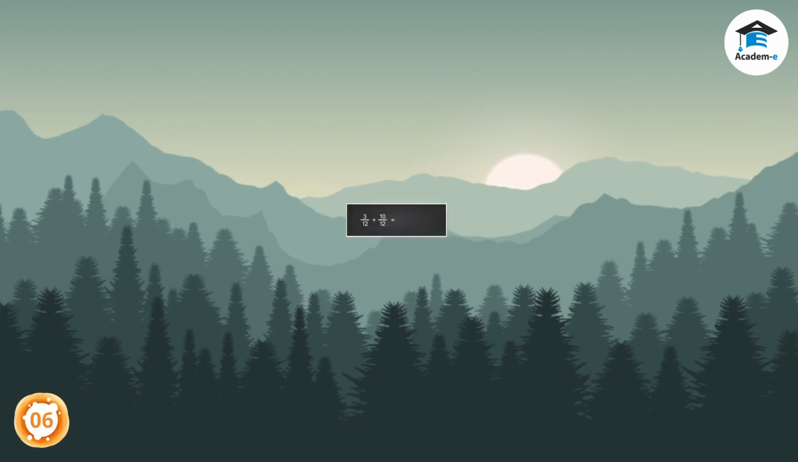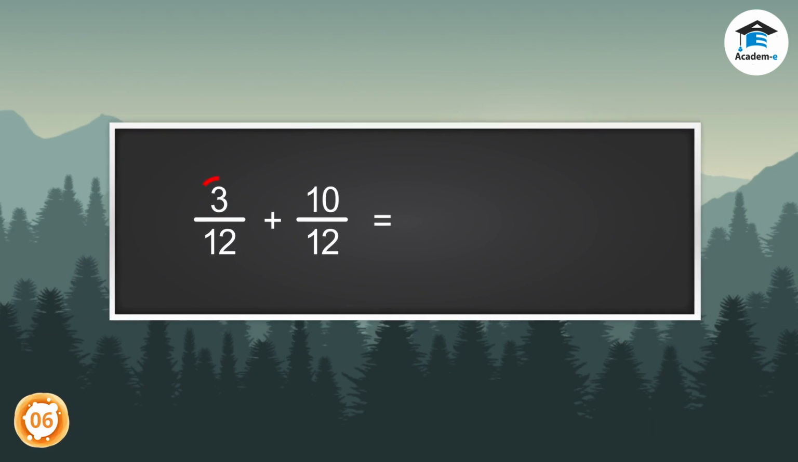Look at this example. Add the numerators 3 and 10, which gives us 13, and use the same denominator, which is 12. The sum is an improper fraction, so we need to change it to a mixed number. 3/12 plus 10/12 is equal to 1 and 1/12.